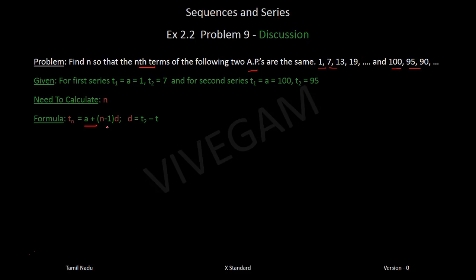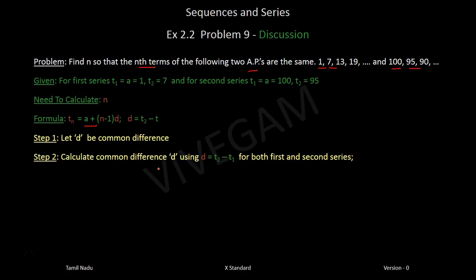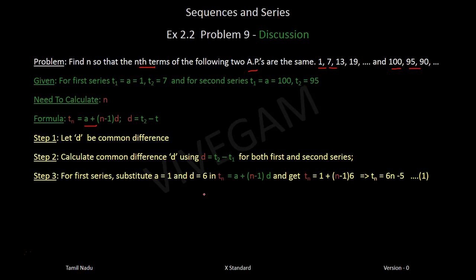Now let's write step by step. Step 1. Let D be the common difference. Calculate the common difference D using T2 minus T1 for both the first and the second series. So in the first series it is 7 minus 1 and for the second series it is 95 minus 100. Right. Now let's take the first series, substitute the value of A, which is 1, and D, which is just now calculated, and that is 6, in this formula, and get an expression for Tn.